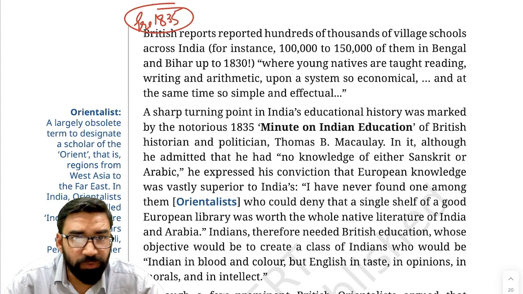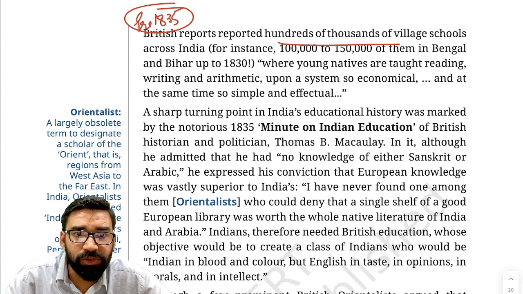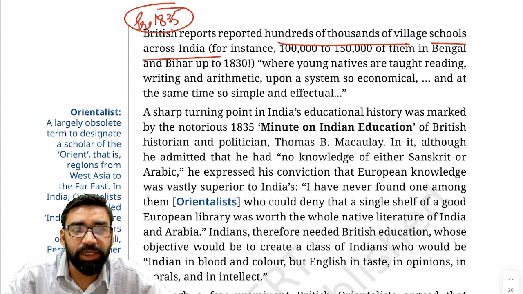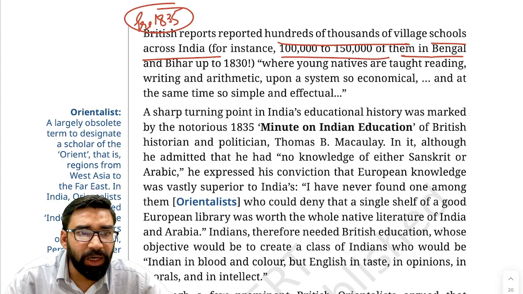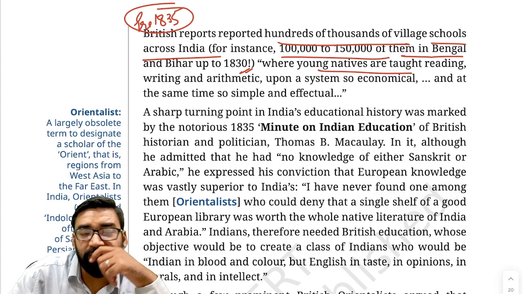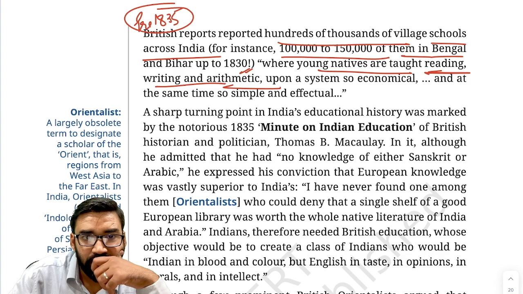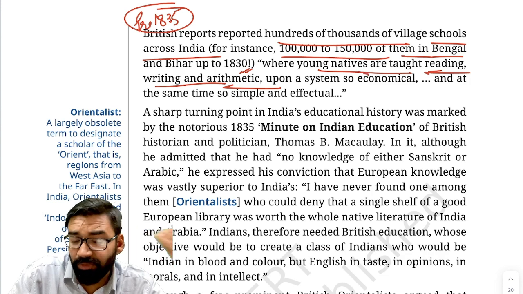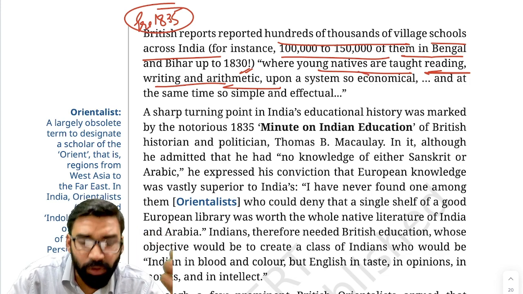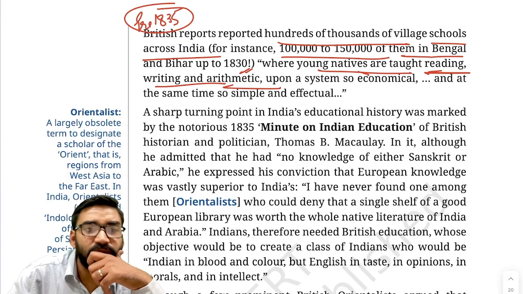Pre-1835, what was the situation? Try to understand. A British report says that there were hundreds of thousands of village schools across India, like 1 lakh to 1 lakh 50,000 of them in Bengal and Bihar. Clear? These things were there. Young Indians were taught reading, writing and arithmetic. Clear? And the system of education was very cheap, economical, simple and effective.